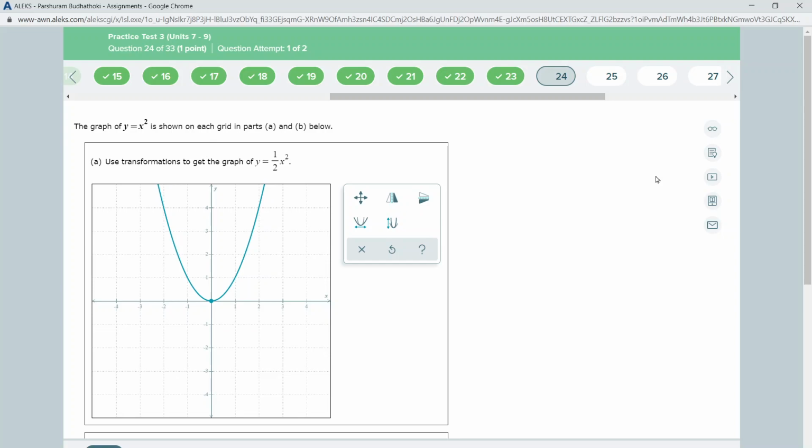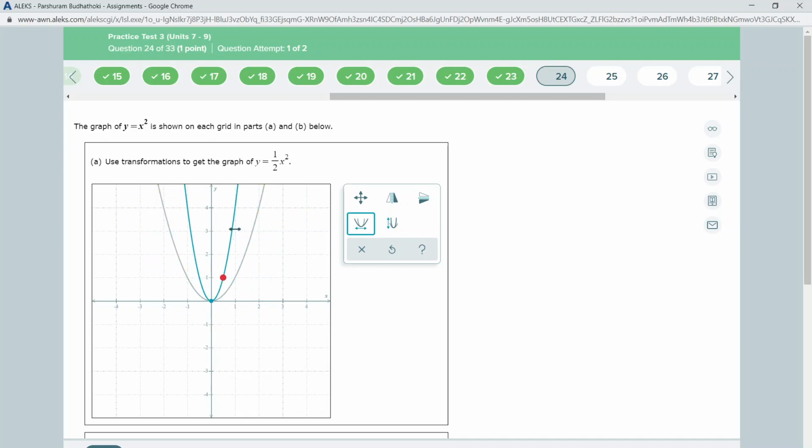Okay, so first of all, take some points from x squared. Here is x squared, and you are multiplying the y coordinate by half. That means it's a shrinking vertically, so we can use this one. This (0,0) becomes (0,0) for sure, and this (1,1) becomes half, so it goes to the half.